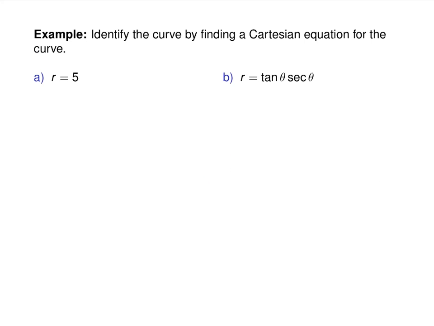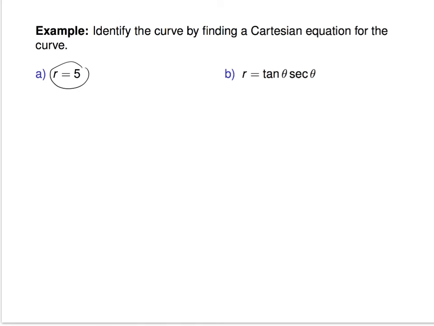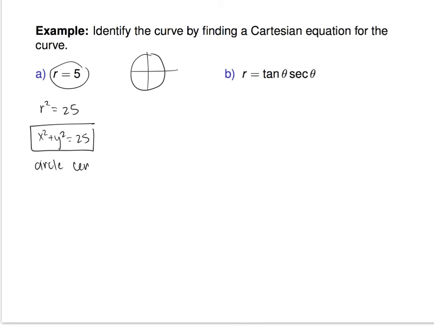Okay, how about this? r equals 5. This is all the points that are a distance of 5 away from the origin, right? That's what it means to be r equals 5, at any angle. Or you could say r squared is 25, which is then x squared plus y squared is 25. So a circle.